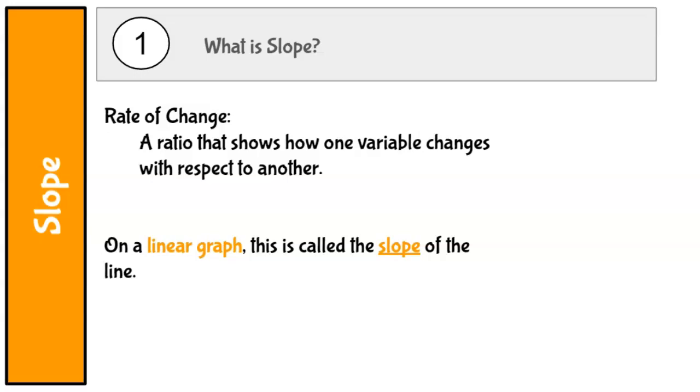So what is slope? Slope is a rate of change, and a rate of change is a ratio that shows how one variable changes with respect to another. So rate of change might be how fast somebody's going over time, or how many roses someone sells per hour. That's a rate of change. How fast are things changing? That's what a rate of change is.